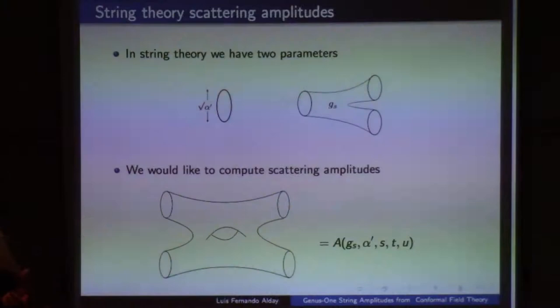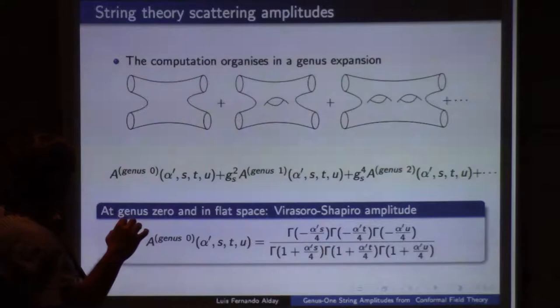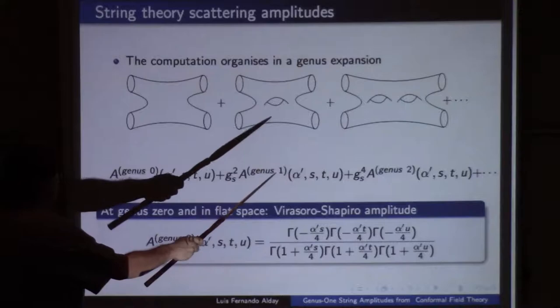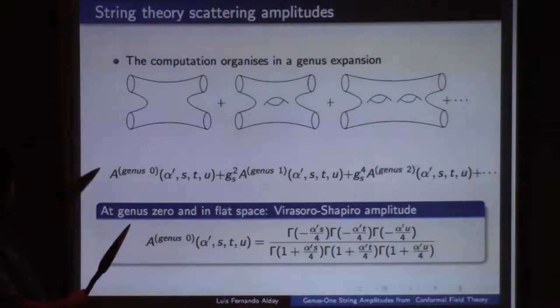Any questions so far? Good. So this is like string theory 101. Now, in string theory we have something quite neat, and it's the fact that the computation organizes in a genus expansion. So you can consider worldsheets. If you have two closed strings that go into two other closed strings, you can organize the computation in worldsheets of genus 0, genus 1, genus 2, etc. And it turns out that each of these contributions comes with a corresponding power of g_s squared. So this comes with g_s to the 0, g_s squared, g_s to the 4, etc.